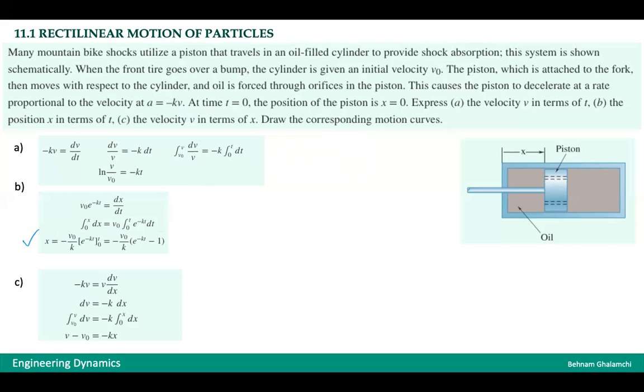Part C is asking to find the velocity in terms of x. Do you remember type 3 of presenting acceleration? I said that we are able to present it in this form.